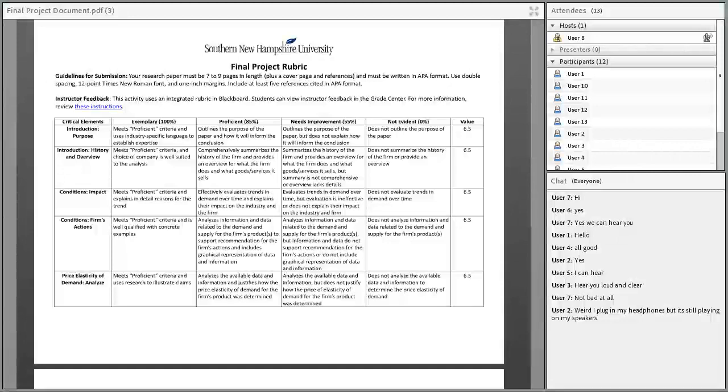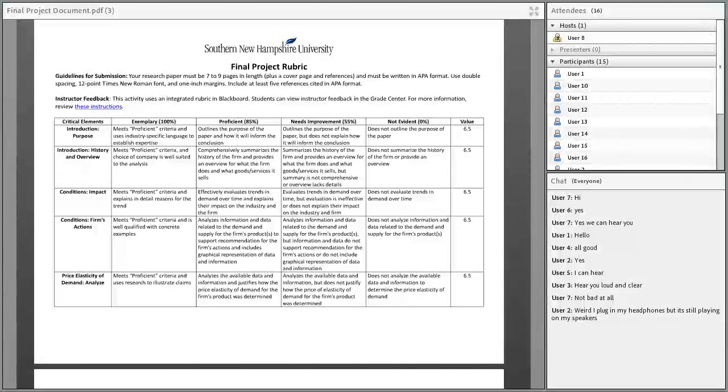It might have been caused by changes in market conditions. It might have been caused by changes in supply, caused by changes in the input of supplies. So you want to make sure that you explain why the demand fluctuated, went up, went down during your 5-year period. When we talk about demand and supply together, you want to provide concrete examples. So the conditions and the firm's action.